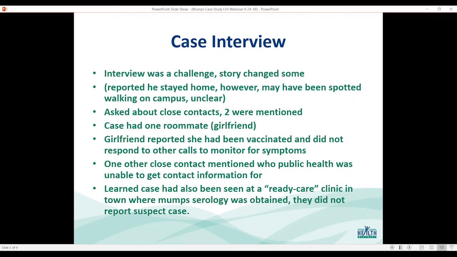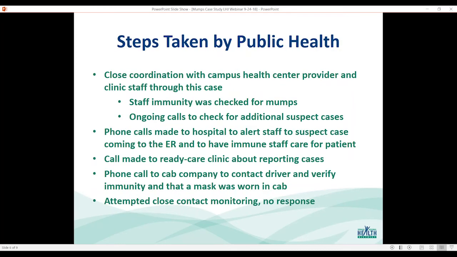The case had one roommate, which was a girlfriend, and the girlfriend reported that she had been vaccinated and did not respond to further calls to monitor for symptoms. So we knew that person at least had been vaccinated and had a lower risk of becoming ill, but again did not respond to further outreach calls from public health. One other close contact was mentioned, whom public health was unable to reach and unable to get contact information for from the case. The interview also helped us understand that the case had also been seen at a Ready Care clinic in town where mumps serology had been obtained, but that clinic did not report the suspect case. So we had not heard from them, but were able to backtrack and determine that blood had been taken at that visit.